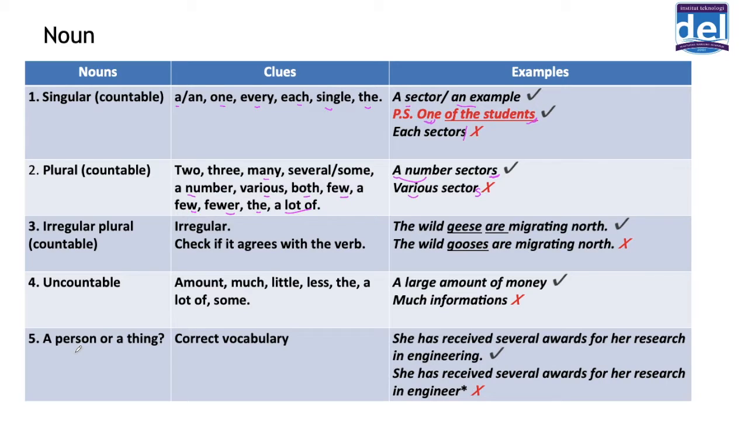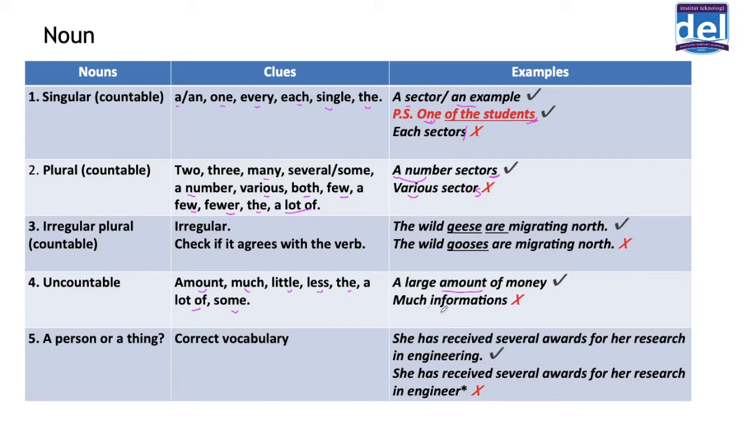Now the next thing that you should be aware of is whether the noun is uncountable or not. Usually, for uncountable nouns, we have these determiners: amount, much, little, less, the, a lot of, and some. So it is okay to say a large amount of money. This is correct because we have amount here. But if you see a large number of money, then it is wrong because number is used for countable nouns.